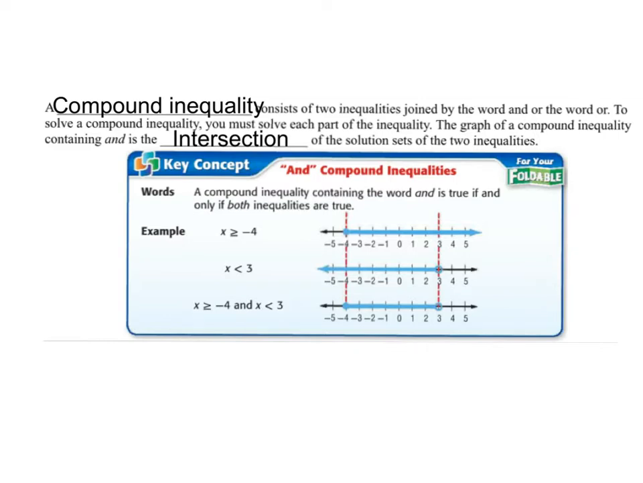To solve a compound inequality, you must solve each part of the inequality. The graph of a compound inequality containing "and" is the intersection of the solution sets of the two inequalities. So what that means is, if we have this example right here and we have shaded in all of this area, then we have our second example, x is less than 3, we've shaded in this entire area. Then all we're going to shade in on an "and" statement is what they both have in common. So in this case, they have this middle area in common, so that's what we would shade in on this compound inequality.